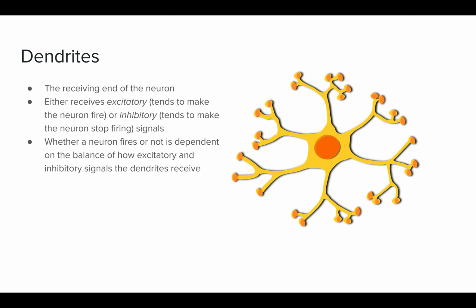Dendrites are the receiving end of the neuron. They receive either excitatory signals, which tend to make the neuron fire, or inhibitory signals, which tend to make the neuron stop firing. Those two signals are what determines the action potential. Whether a neuron fires or not is dependent on the balance of the excitatory and inhibitory signals that the dendrites receive.